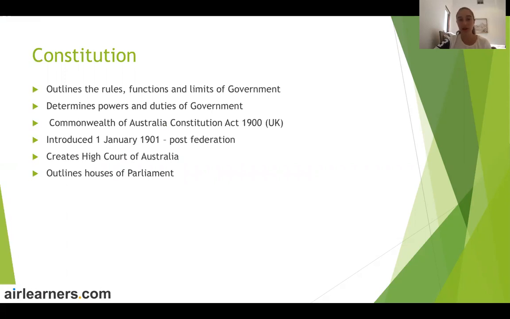So the Constitution outlines the rules, functions, and limits of the Australian government, Australian Parliament, and the Australian court systems, and outlines the powers and duties of government. So it outlines what government can and can't do. The formal title is the Commonwealth of Australia Constitution Act, which was formed in 1901 at the time of Federation. And that's reflected in some of the content that we learned. So it's important to know some of the history of the Constitution and its creation.